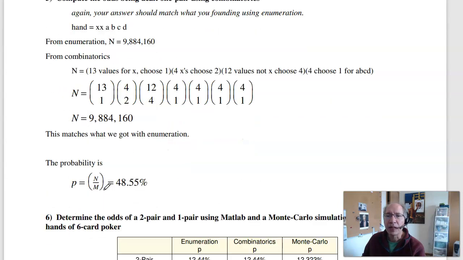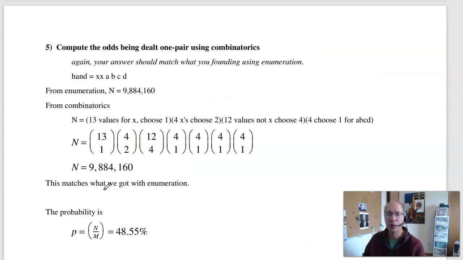Problem 5. Chance of being dealt 1 pair. Now, what 1 pair would be, I've got some card value X, I've got 2 of them, and 4 other cards that do not match. From enumeration, I know what the answer is. 9,884,160. Can I get the same answer using combinatorics?